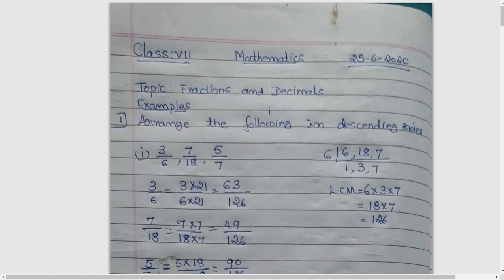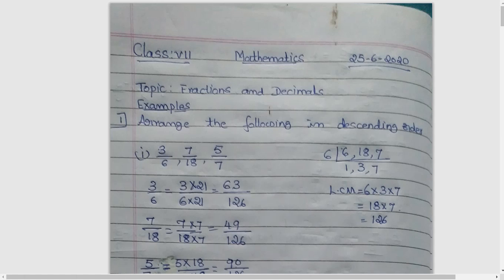Here, the first example sum: arranging the given fractions in descending order. The given fractions are 3 by 6, 7 by 18 and 5 by 7. As we did in addition of fractions, we have to equalize the denominators of the given fractions. To equalize the denominators, we have to take the LCM. The denominators are 6, 18 and 7. Take the LCM.